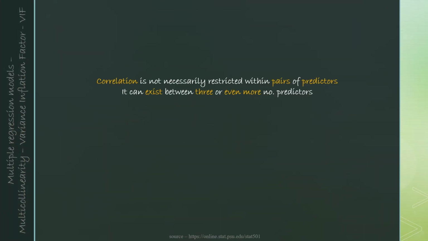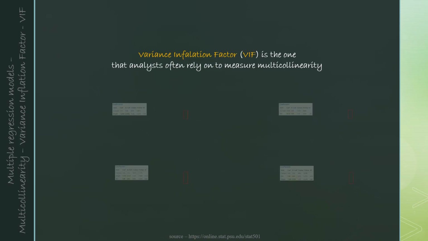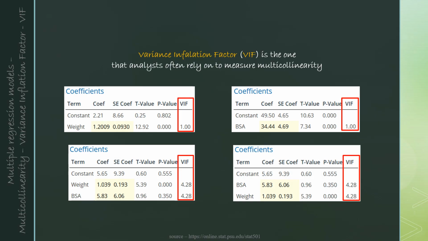Correlation is not necessarily restricted within pairs of predictors. It can exist between 3 or even more number of predictors. We have not learned how to measure multicollinearity yet in order to decide whether to accept it and allow it in the model or to take actions to minimize or eliminate it. Here it is, variance inflation factor. VIF is the one that analysts often rely on to measure multicollinearity. We encountered VIF figures in the Minitab data outputs that we discussed so far, but we deferred going into the details. Now is the time.